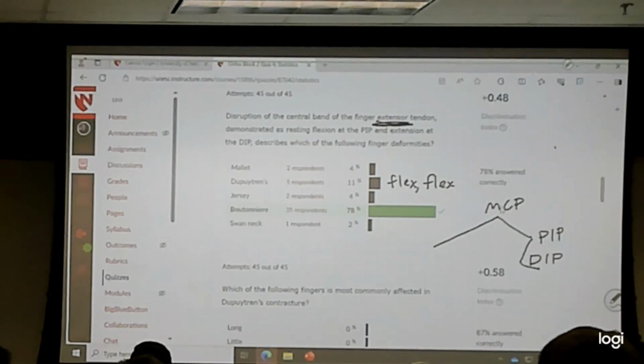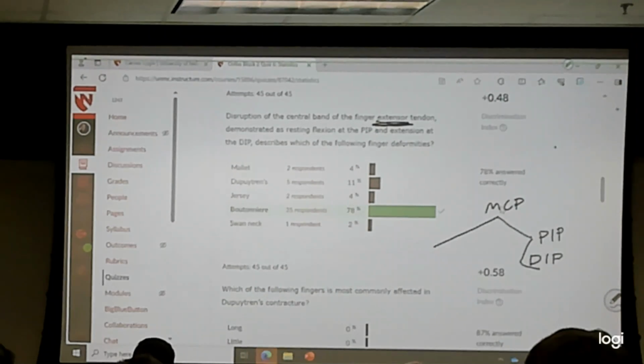Mallet is going to be DIP. So here I gotta... Okay, so this is the kind of analysis that these questions are going to require. PIP. Oh, that's wrong. Okay, I'm going to start all over again because that's what it's going to take.